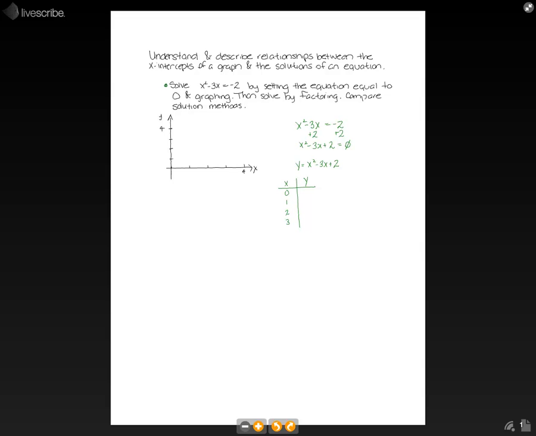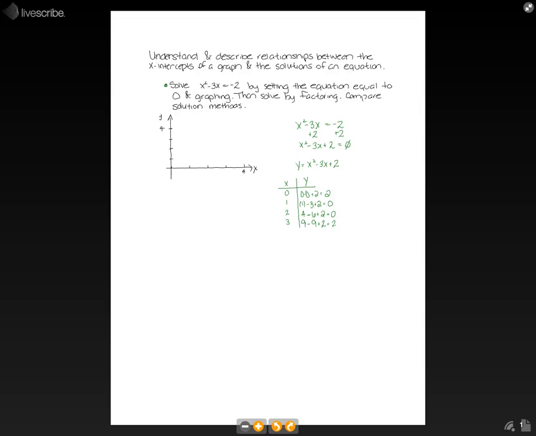If x equals 0, we get 0 minus 0 plus 2 equals 2. If x equals 1, we have 1 squared, or 1, minus 3 times 1 plus 2, which is 0. If x equals 2, we get y equals 4 minus 6 plus 2, which equals 0. And if x equals 3, we get y equals 9 minus 9 plus 2 equals 2. So we can plot those points now.